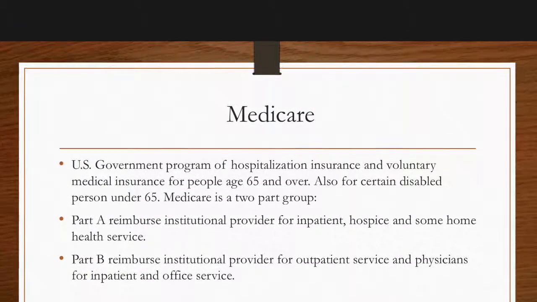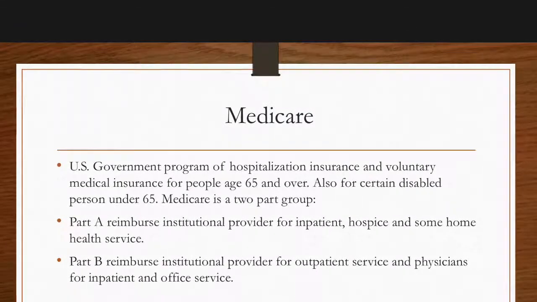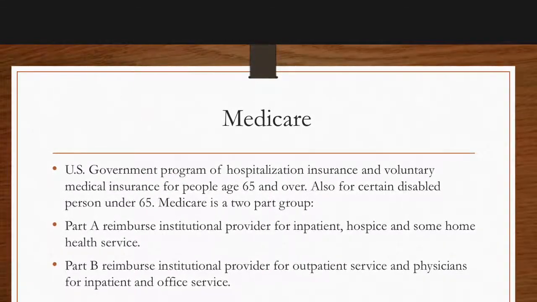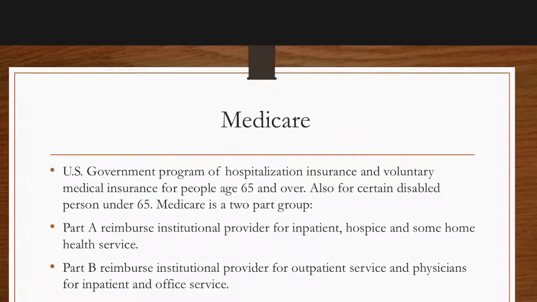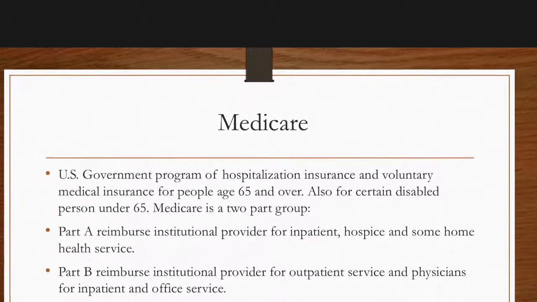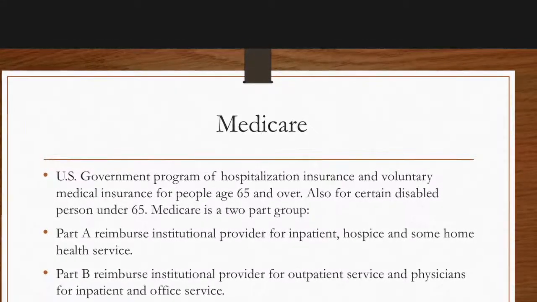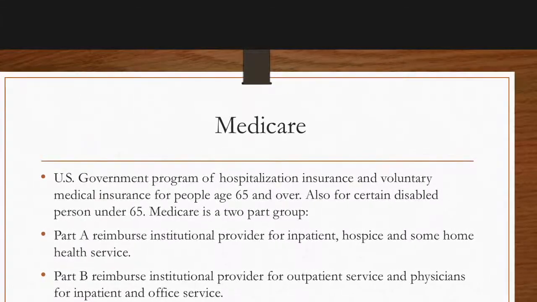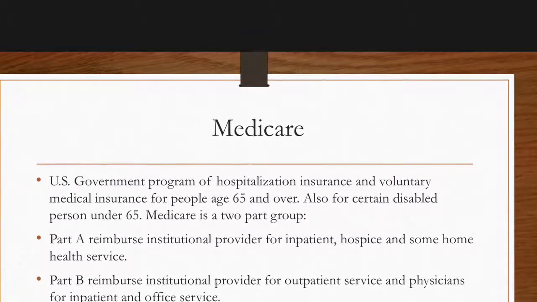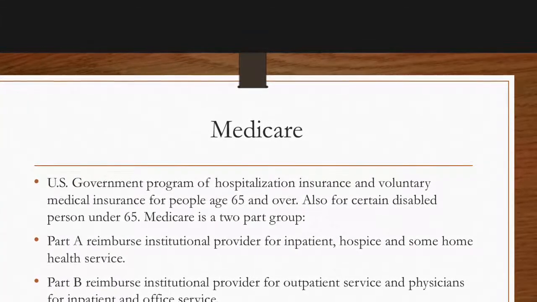What is Medicare? Medicare is a government program for people over 65 and certain disabled people under 65. Medicare is a two-part program. Part A reimburses providers for inpatient and some home health services, and Part B reimburses outpatient and some office services.